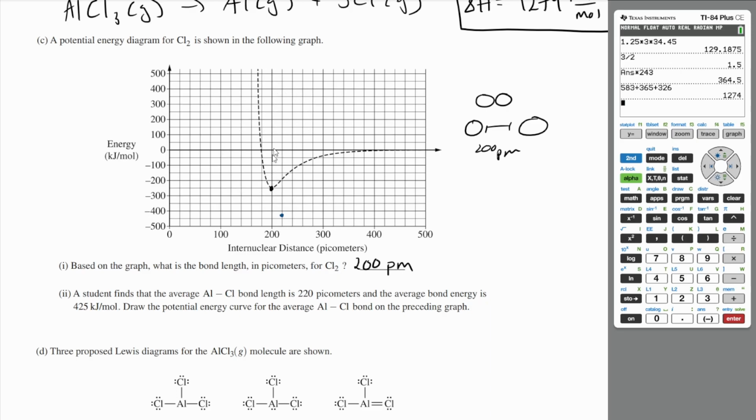And it's just going to follow a very similar shape from the chlorine-chlorine bond. So let's just draw something similar. It's going to dip here and then pull back up and asymptote towards zero. That's my best attempt. But yeah, that's about what it's going to look like. Let's move down to D.